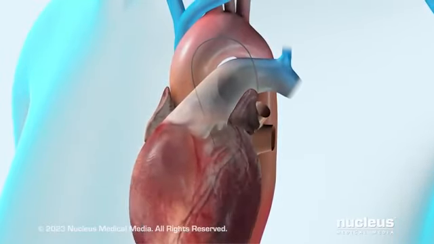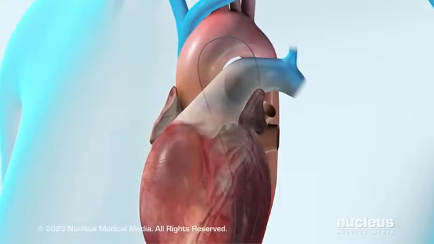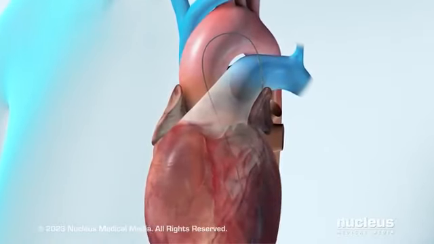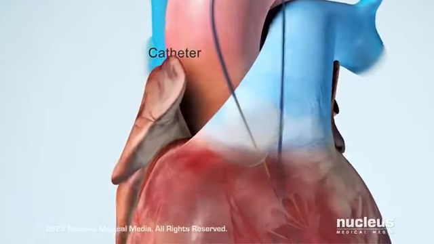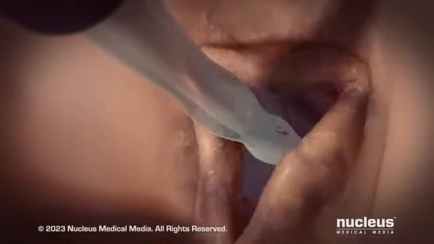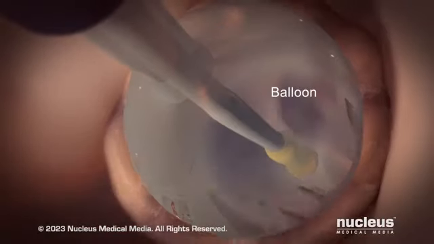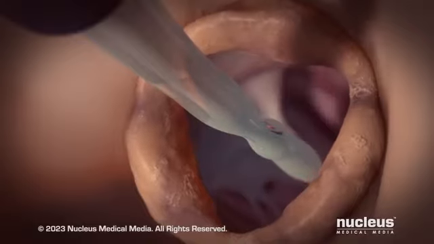Then the guide wire will be pushed through the opening in your aortic valve and into your left ventricle. Your doctor will use the guide wire to pass a flexible tube called a catheter through your aortic valve. A balloon on the tip of the catheter will be inflated to widen the opening in your aortic valve to push the valve leaflets to the sides. After deflating the balloon, your doctor will remove the catheter.